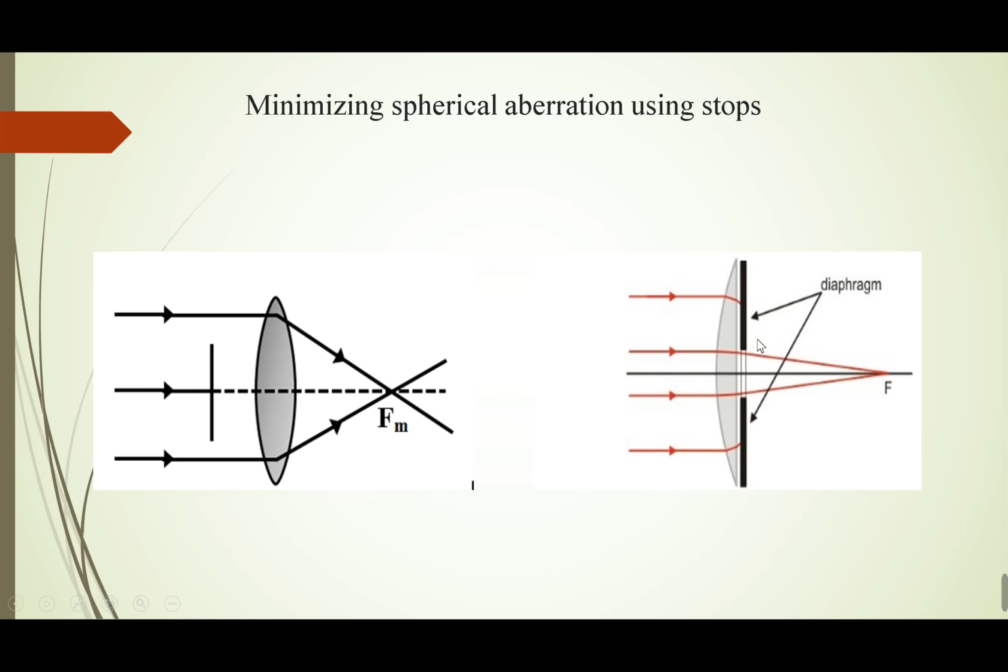Here the diagram is referring that the stops are used to block the marginal rays. Just you see here, diaphragms are used to block the marginal rays. Only the paraxial rays are allowed to refract through the lens here. Therefore, again in this case also, the image is formed at a single point, so that we will get a well-defined image. Therefore, one can conclude in this explanation that no lens will be without aberration.